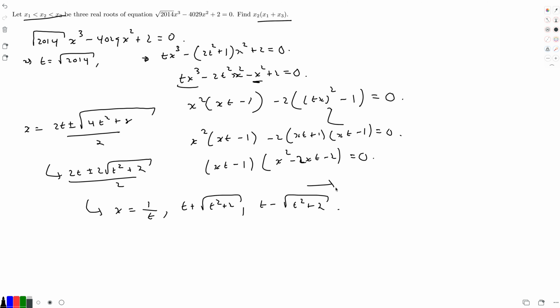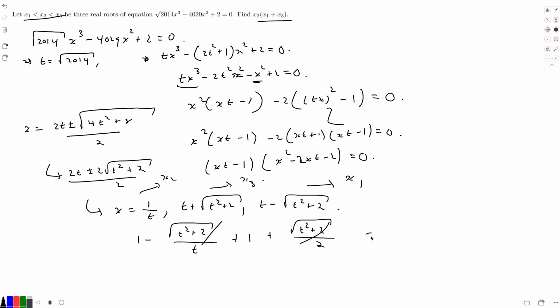So we can now determine the order. This is going to be our x1, this is going to be our x2, and then this is going to be our x3. Great, and now we can just plug and chug. x2 times x1 is what? It's just (1 minus root (t squared plus 2)) over t. And then how about x2 times x3? That would be (1 plus root (t squared plus 2)) over t. Voila, these cancel, and we got our final answer of 2, and we are done.